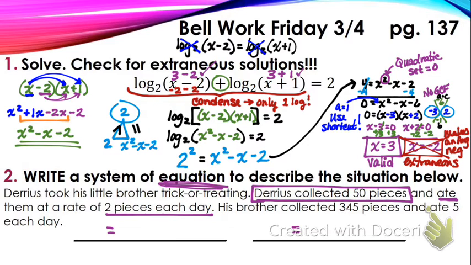So whenever I have a starting amount, a beginning amount, my equation starts with a y equals. I write it in slope-intercept form. This is my starting amount.